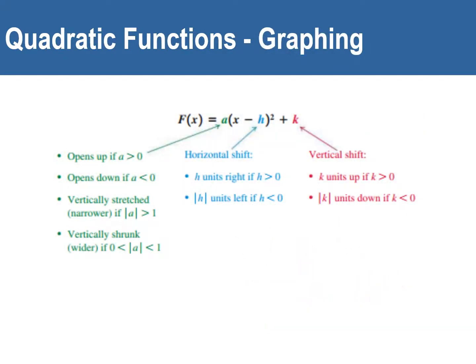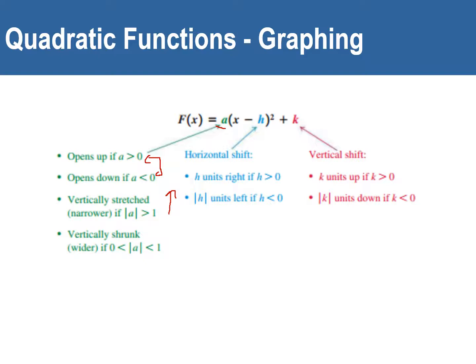To graph a quadratic function, we like having it in what is called vertex form. F of x is a, x minus h squared plus k. The a is my leading coefficient. It points up if a is positive, down if a is negative. If the absolute value of a is greater than 1, it's going to be a vertical stretch, while if the absolute value of a is between 0 and 1, it's going to be a vertical shrink.